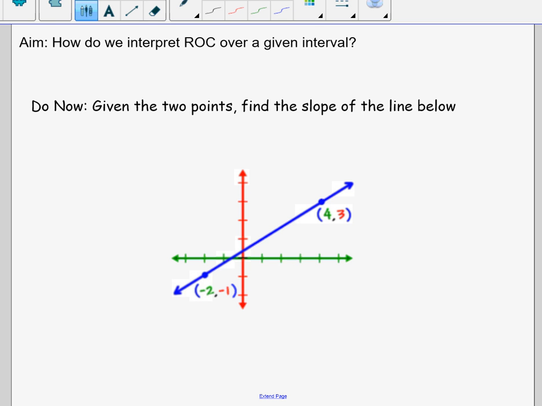Guys, welcome to video 1 of week 2 of your online classes. Our aim today is how do we interpret rate of change over a given interval, and your do now is: given the 2 points, find the slope of the line below.